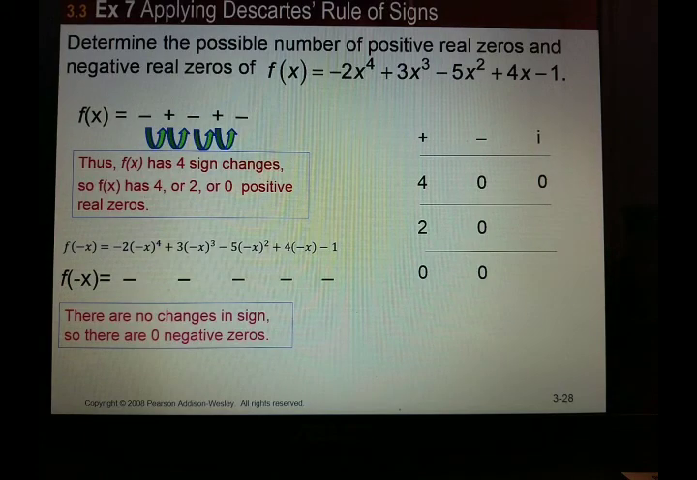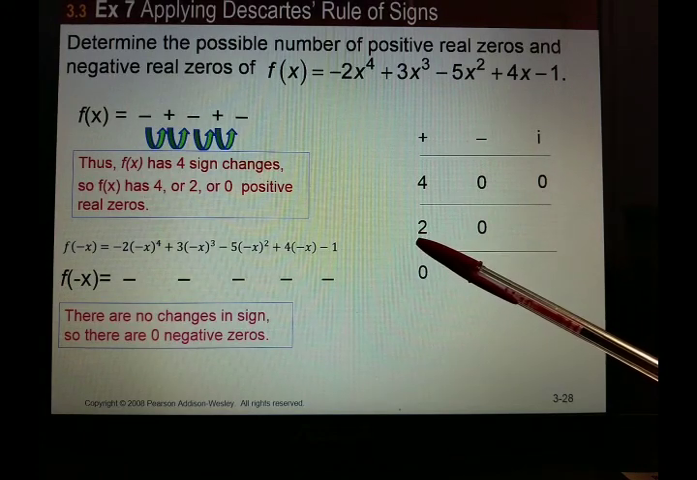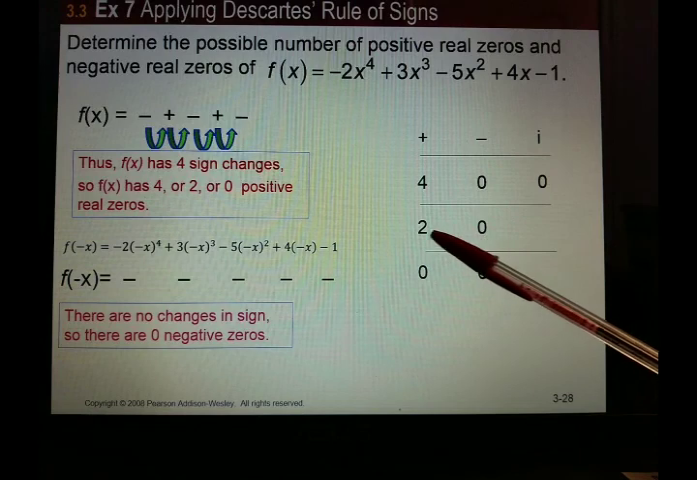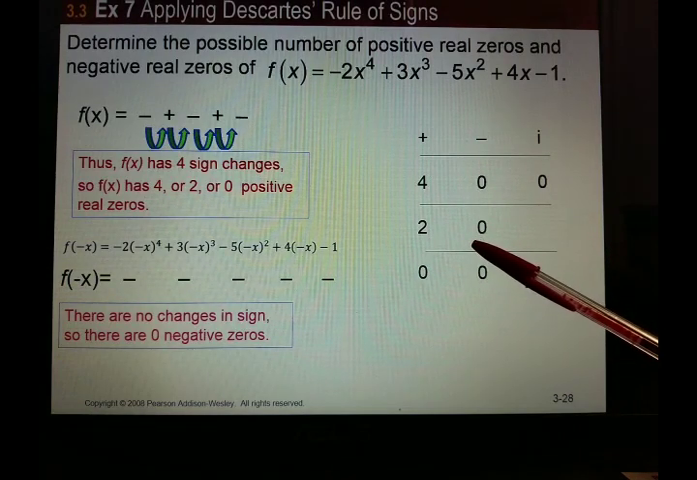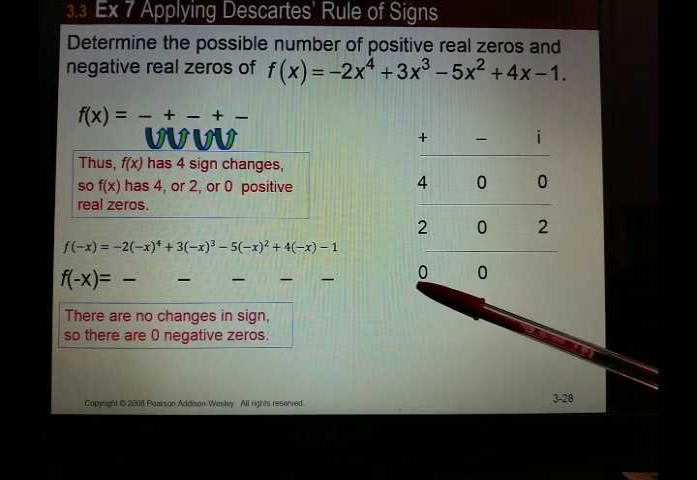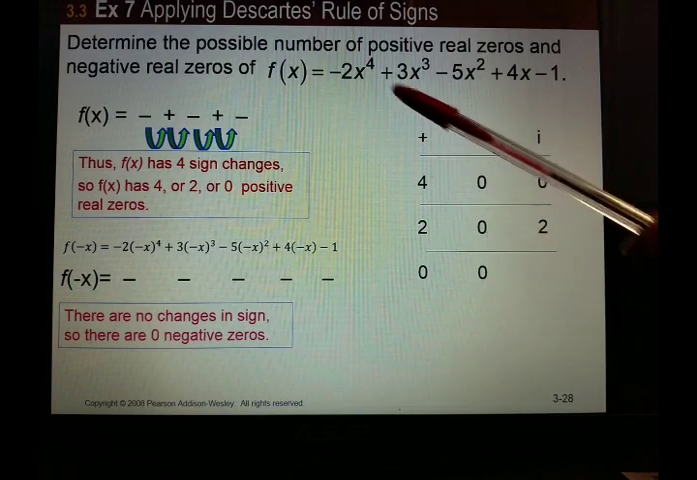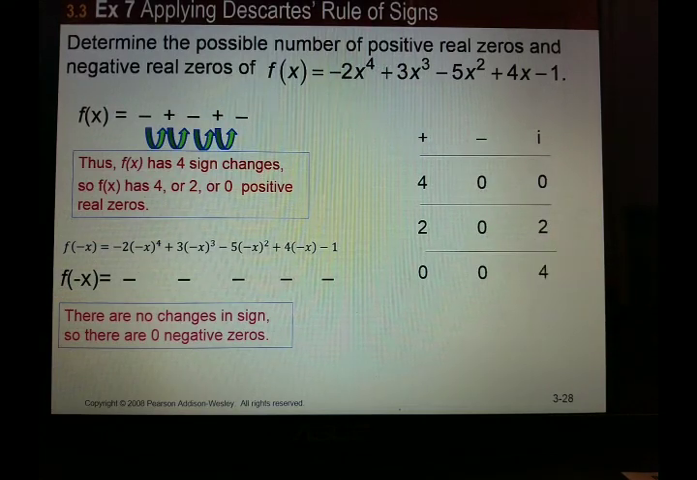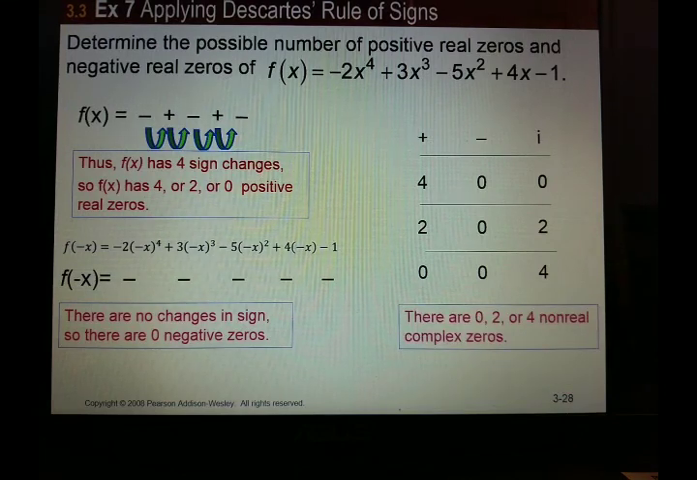Okay, the complex non-real. If I have 2 positives, 0 negative roots, that's a total of 2, I need a total of 4. So that would give me 2 imaginary non-real complex roots. If I have 0 positives and 0 negatives, I'm supposed to have a total of 4. That would give me 4 non-real imaginary complex roots. So therefore there's 0, 2, or 4 non-real complex roots possible.